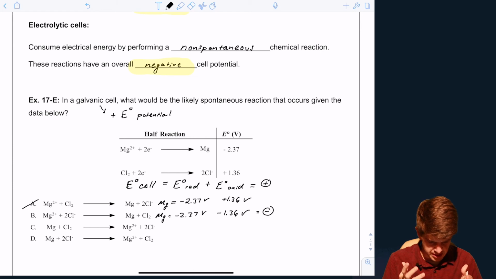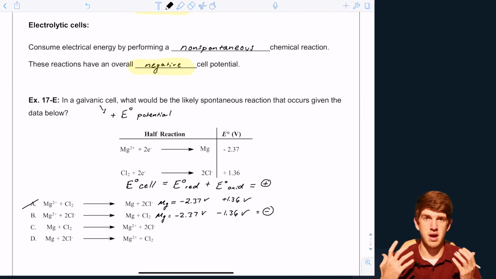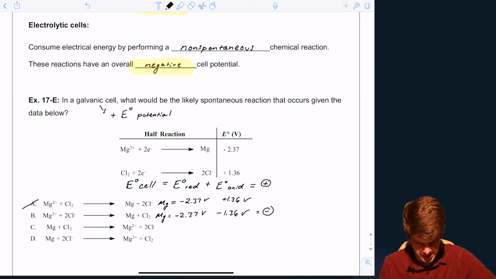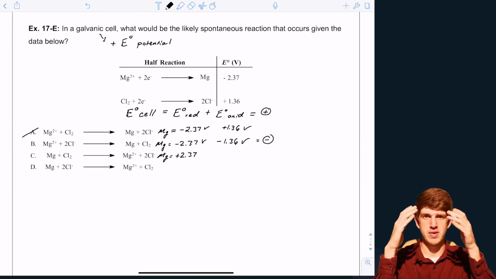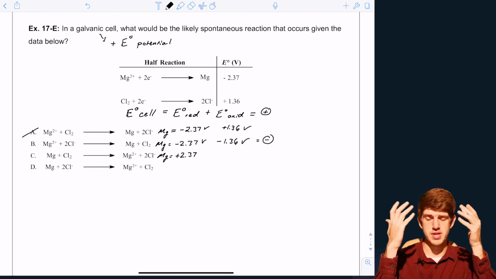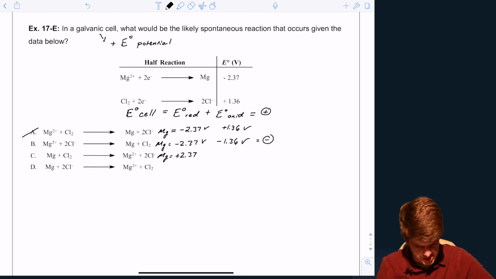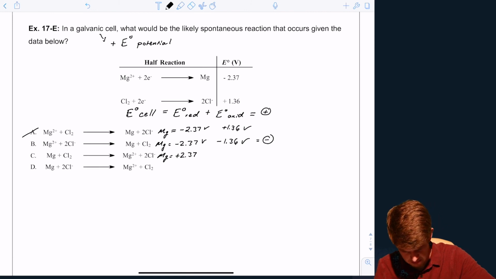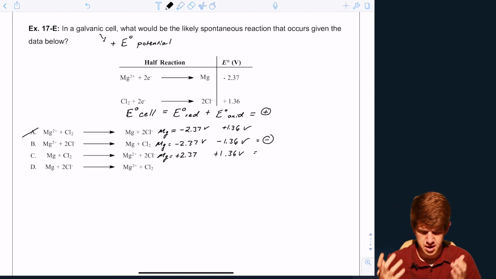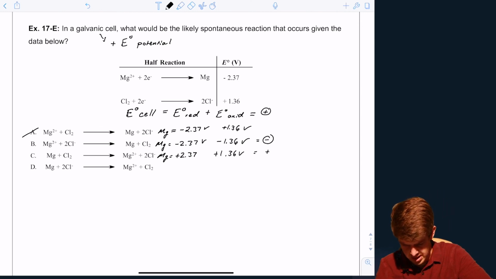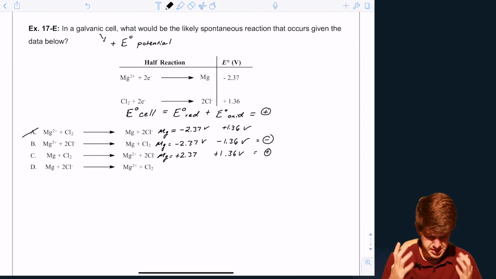For C, Mg is becoming Mg2+. It's now losing electrons. It's an oxidation. I'm going to flip the sign of the reduction potential. Now I'll have positive 2.37 volts. Cl2 is becoming 2Cl-, so it is gaining an electron. That is a reduction, and so I will take its reduction potential at face value, and that'll be positive 1.36 volts. Adding up the reduction and oxidation potential, I get a positive number, and this is a redox reaction, so C is looking good.